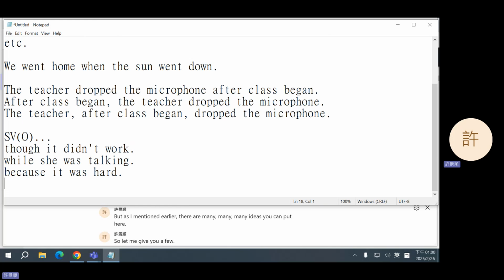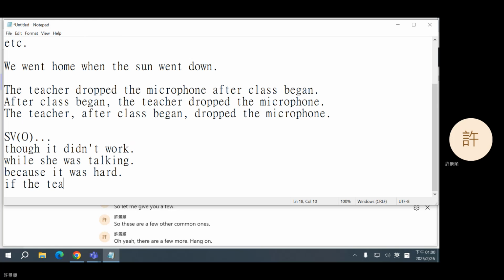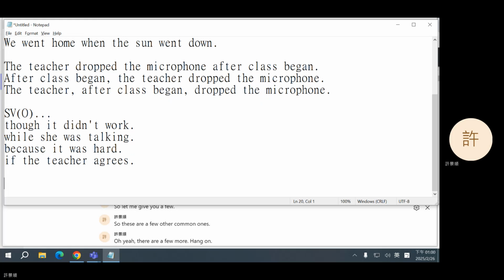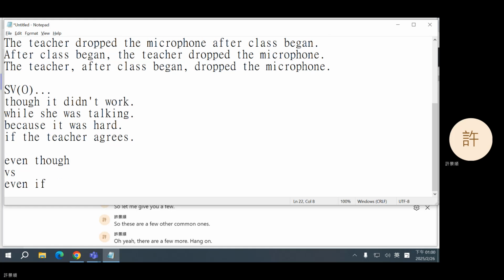So these are a few other common ones. There are a few more. Okay, so these are some of the common ones.